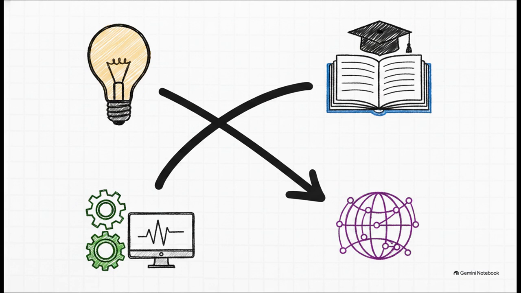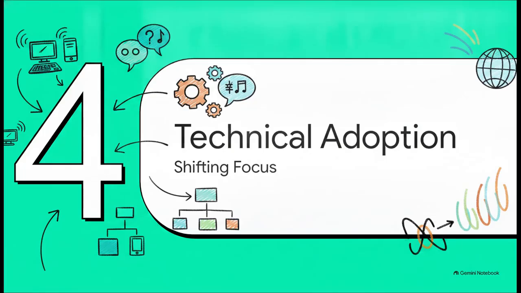The big takeaway here? There is a huge strategic shift. They are moving far beyond just raising basic awareness and are now actively baking UA into academic computer science degrees and regional government policies. Section 4, Technical Adoption, Shifting Focus.